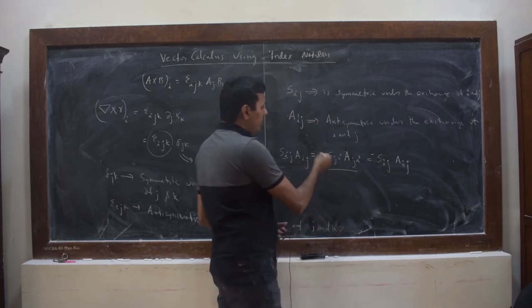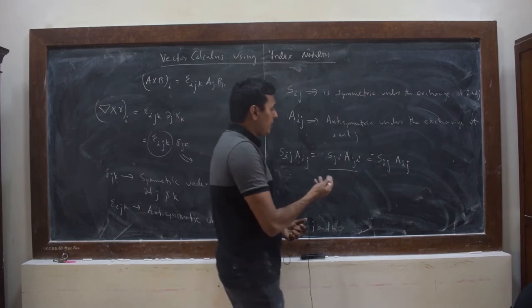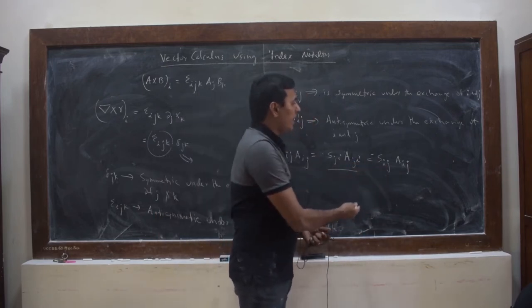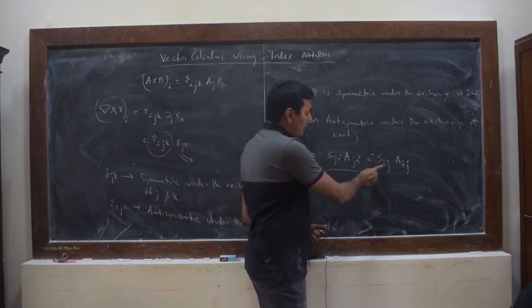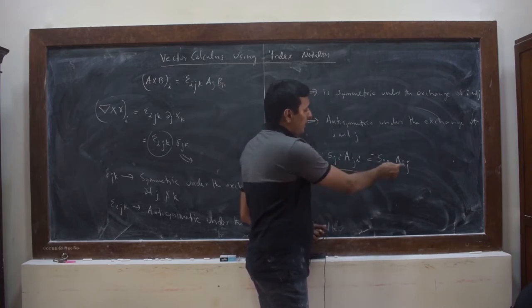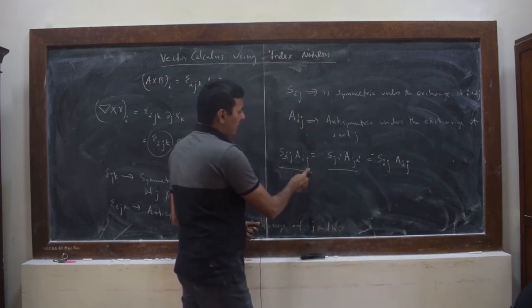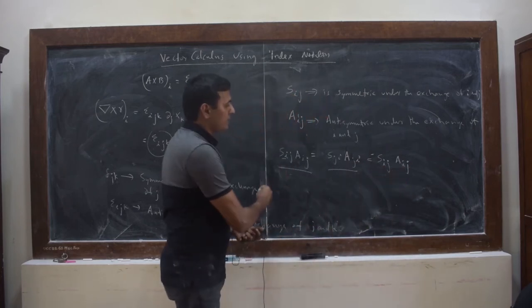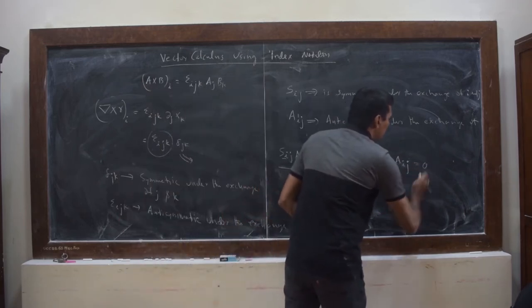This I did because i and j are dummy indices, and then I used the symmetry property of S ij and the anti-symmetry property of A ij to write S ji as S ij and A ji as minus A ij. So you can now see that S ij A ij is equal to minus S ij A ij, a quantity which is equal to its negative. That immediately tells you that it is equal to 0.